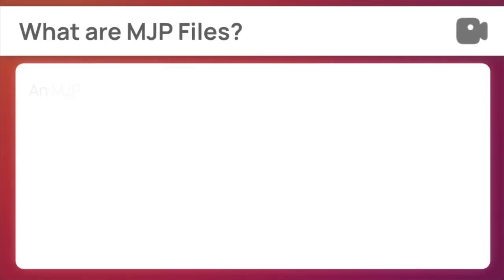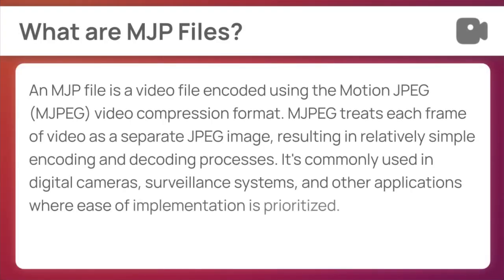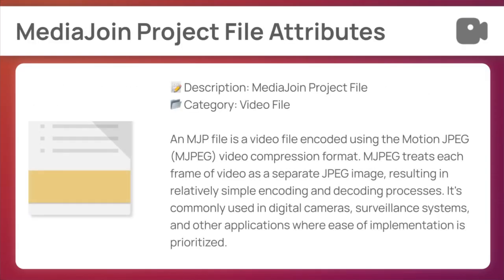The MJP is a highly portable format, common among the video file group. It is composed of blocks of data compliant with MediaJoin Project File. An MJP file is a video file encoded using the Motion JPEG MJPEG video compression format. MJPEG treats each frame of video as a separate JPEG image, resulting in relatively simple encoding and decoding processes. It's commonly used in digital cameras, surveillance systems, and other applications where ease of implementation is prioritized.